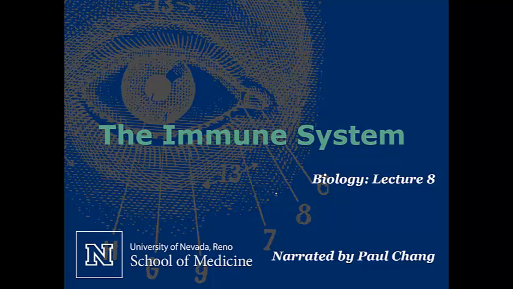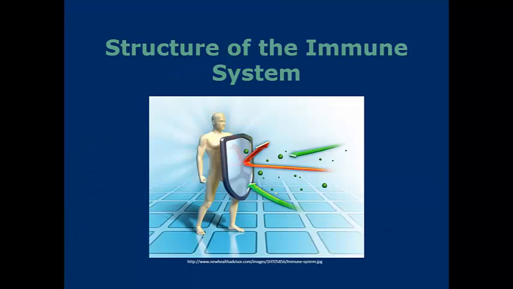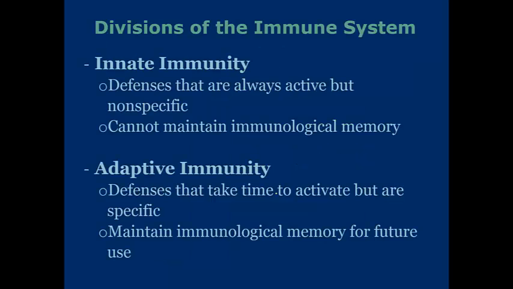As promised in the previous lecture, let's go into the immune system in further detail in Lecture 8 of our module. Before we begin, let's go into the structure of the immune system. The immune system is divided into two types. There is the innate and the adaptive immune system.